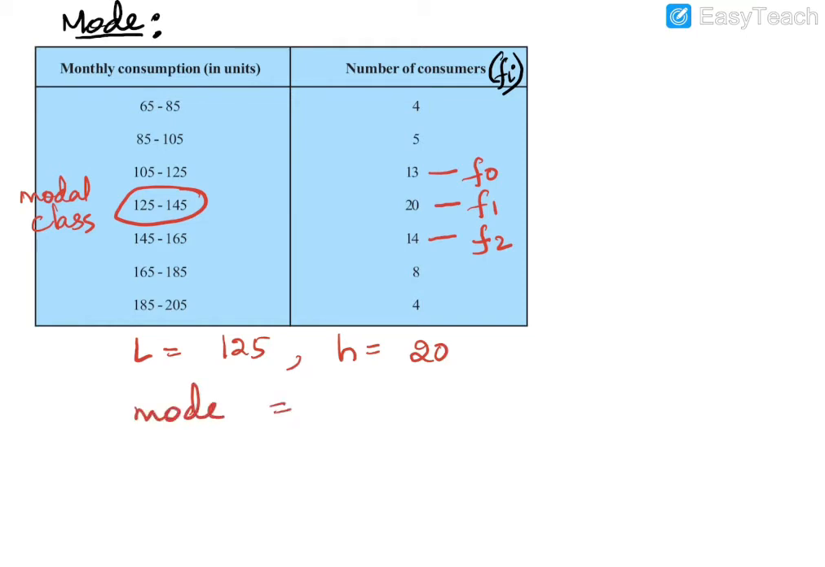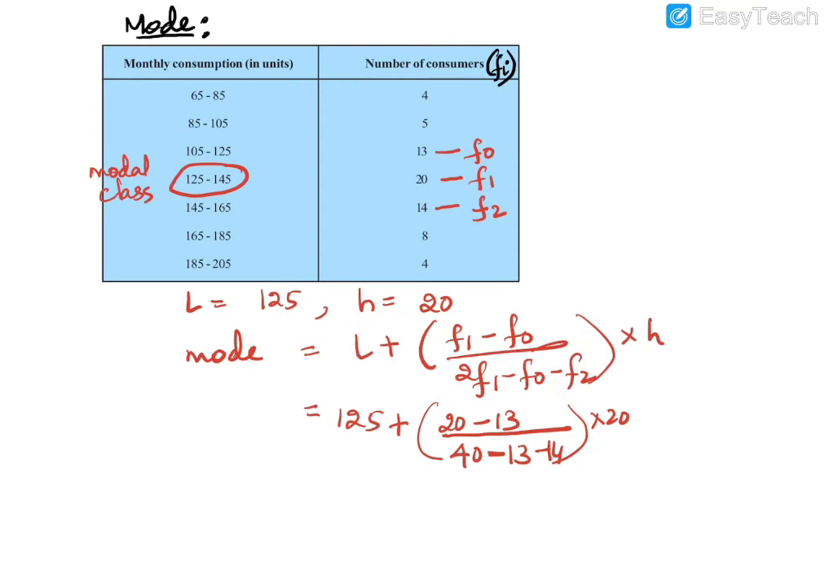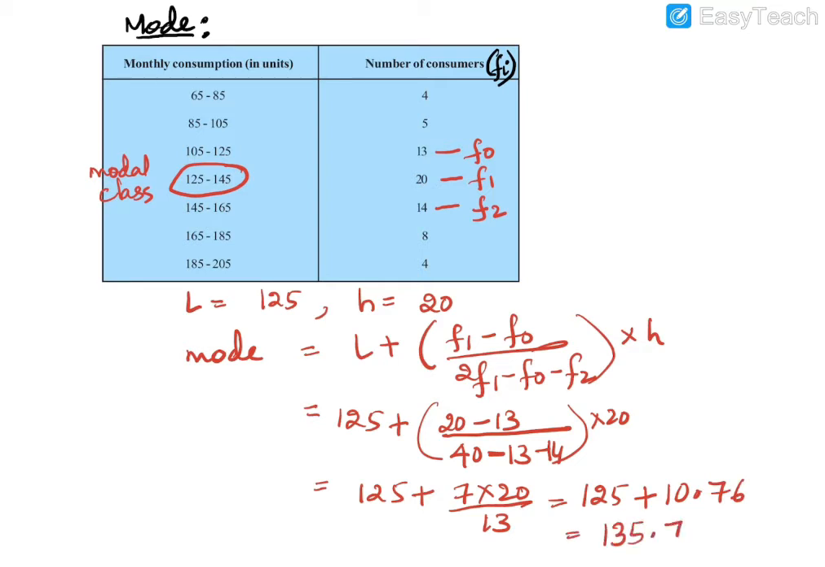So let's calculate mode. This is 125 plus 40 minus 13 divided by 2 times 40 minus 13 minus 14, into 20. So we get 125 plus 27 into 20 divided by 53, that is equal to 125 plus 10.76, which is equal to 135.76 units.